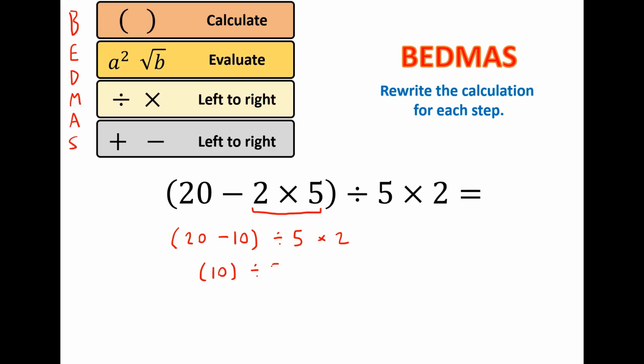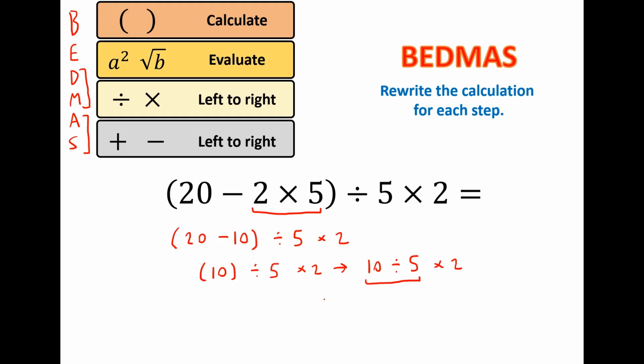Now that I solve what's in the brackets, I technically don't need the brackets anymore, and I can simply write this as 10 divided by 5 times 2. Now, according to order of operations, it doesn't matter if it's division or multiplication first. They have the same priority. We just go left to right. So because division happens first from left to right, we solve that first.